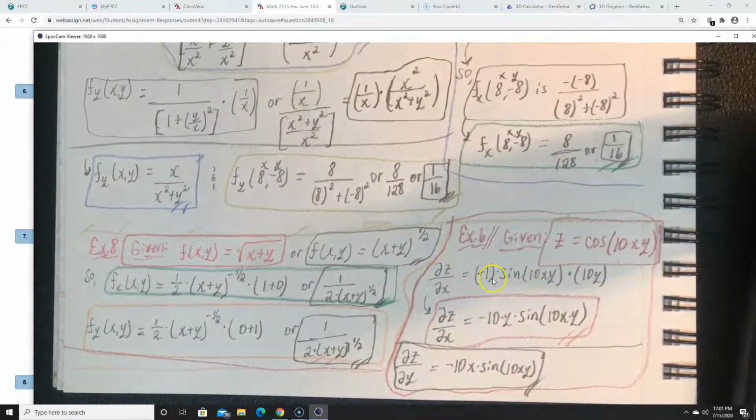The derivative of cosine again is negative 1 times sine of the same inner function times the derivative of the inner function with respect to x. And so y is treated as a multiplied constant just like 10, so the 10 times y sits and waits, and the derivative of the x with respect to x is 1, so it's 10 times 1 times y, which is just 10y. Put this multiplied 10y in front and multiply by the negative 1 if you like, and that's a way to clean it up. And we get the partial derivative of z with respect to x is negative 10y times sine of 10xy.